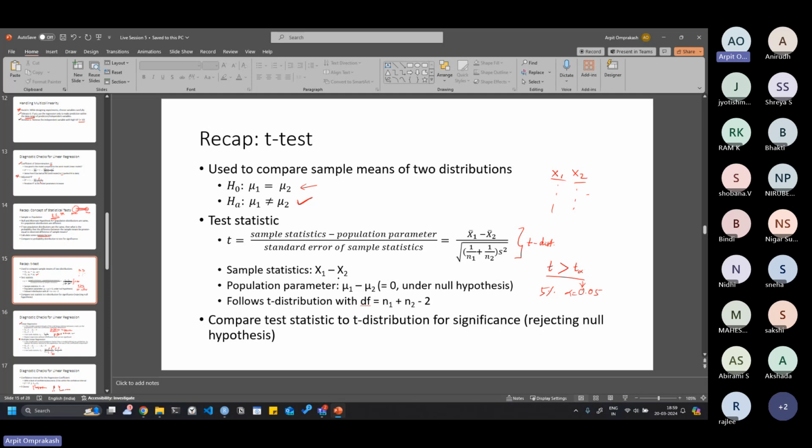We compare the test statistic that we get to the t distribution critical value at a level of significance so that we can check if we have to reject our null hypothesis or not.